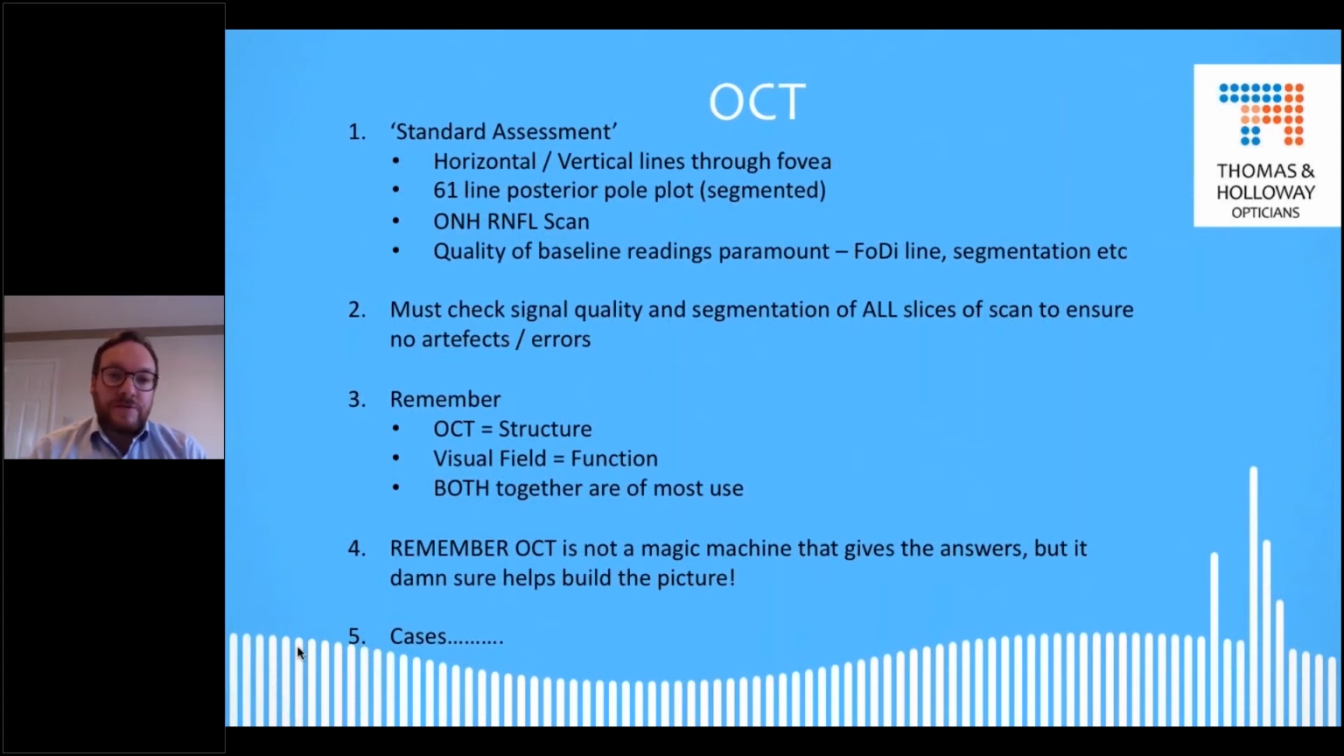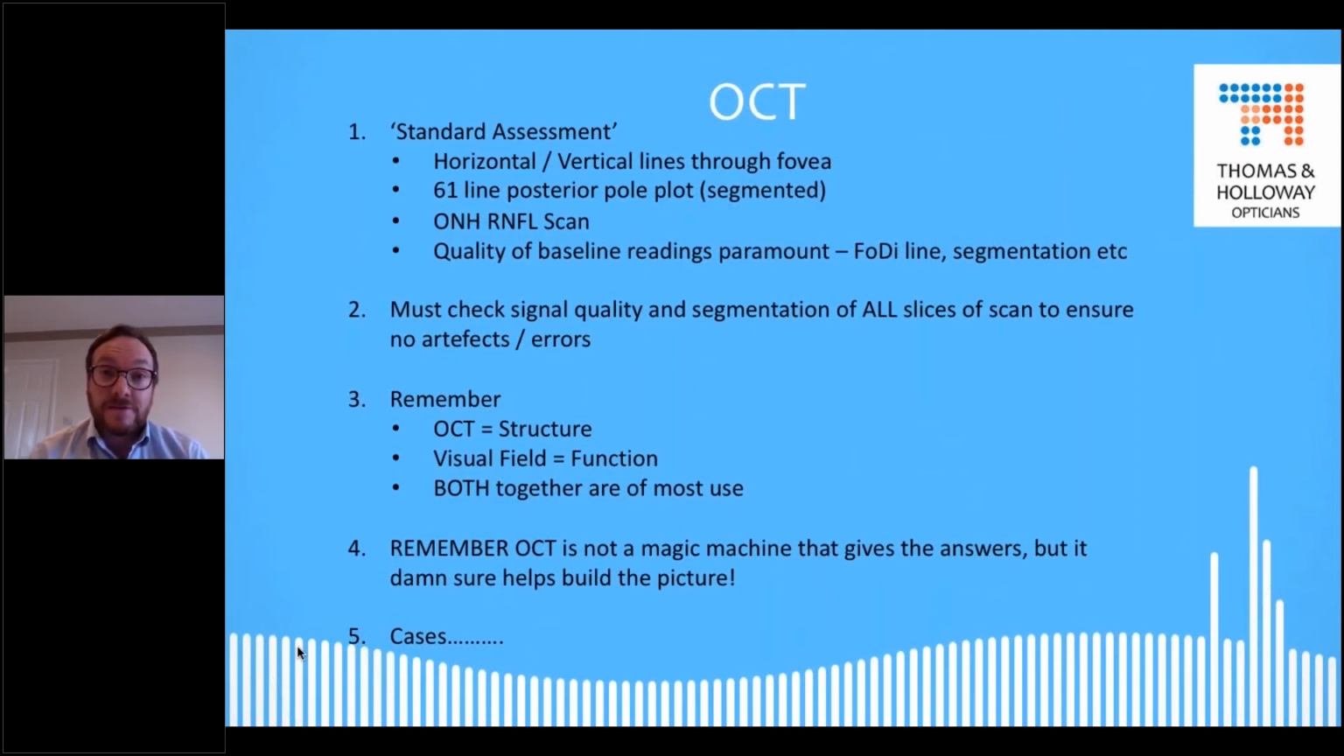Again, checking for artifacts. You can get blink artifacts, although not commonly with the Spectralis, but as Tim said, epiretinal membrane artifacts, things like that. Remember as well that OCT is purely looking at structure, but the visual field is looking at function, and it's the synergy of those two, form and function, that is of the most use when we're looking at glaucoma. Now, the other thing is, remember that the OCT is not a magic machine.